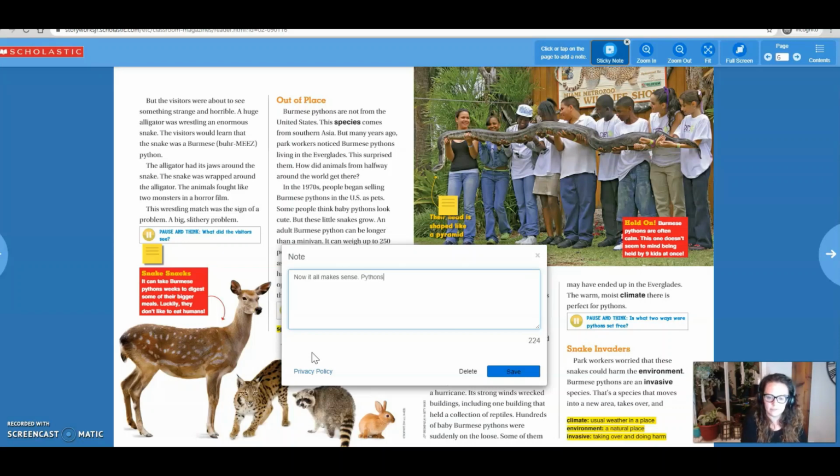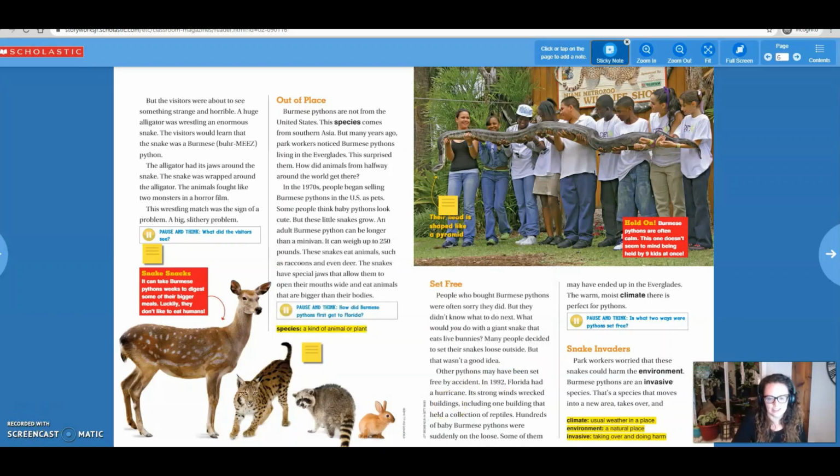Pythons in the wild can throw off the food web of the Everglades. This makes sense. Now I understand. Set free. People who bought Burmese pythons were often sorry they did, but they didn't know what to do next. What would you do with a giant snake that eats live bunnies? Ooh, I don't know. Many people decided to set their snakes loose outside, but that wasn't a good idea.